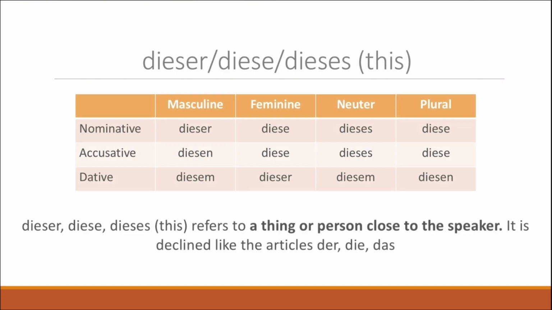Now, in German, we mostly have to differentiate between two demonstrative pronouns. We firstly have dieser, diese, and dieses, which means this or these, depending on the context. And from this table, you're able to see the different declinations of the German demonstrative pronoun this. And we know that dieser, diese, dieses, so this refers to a thing or person close to the speaker. And it is exactly declined like the articles der, die, das, so that might be helpful in order for you to remember it fastly.